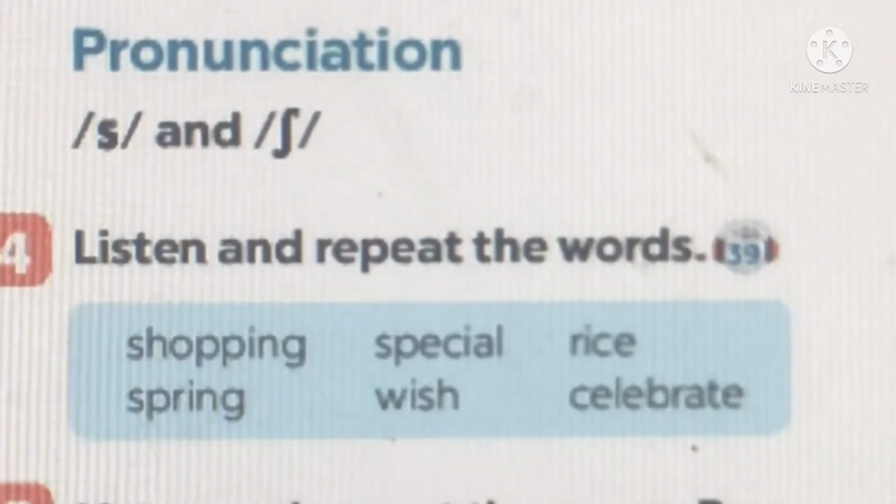Shopping, special, rice, spring, wish, celebrate.